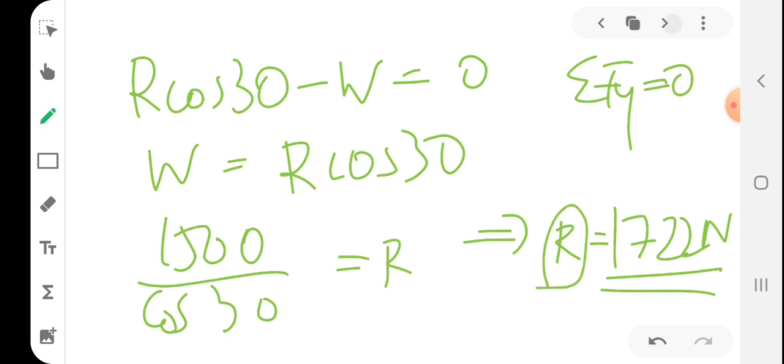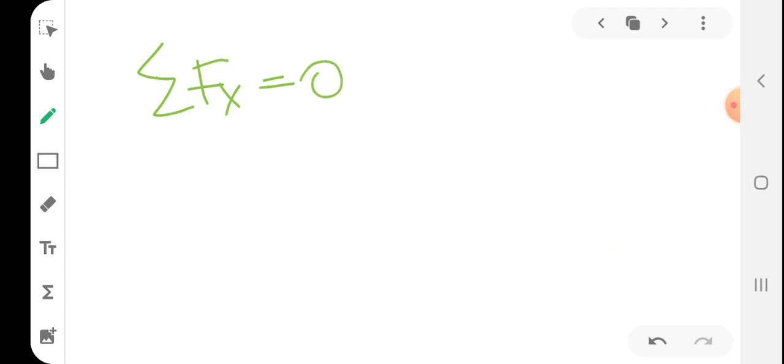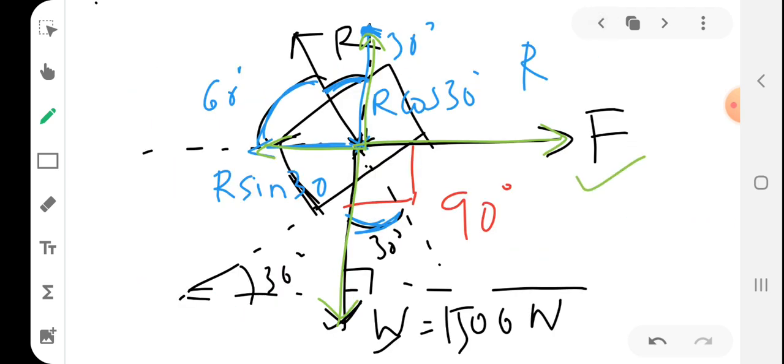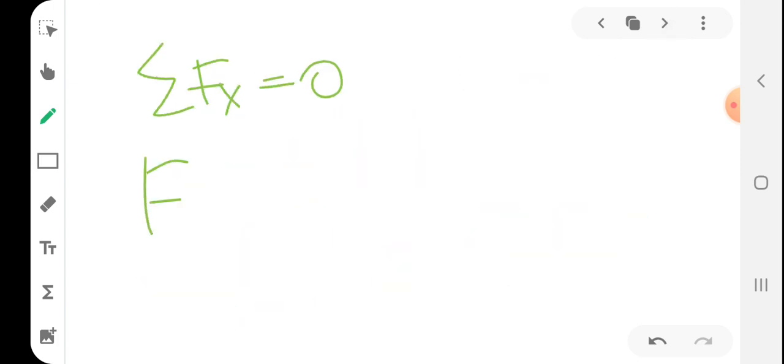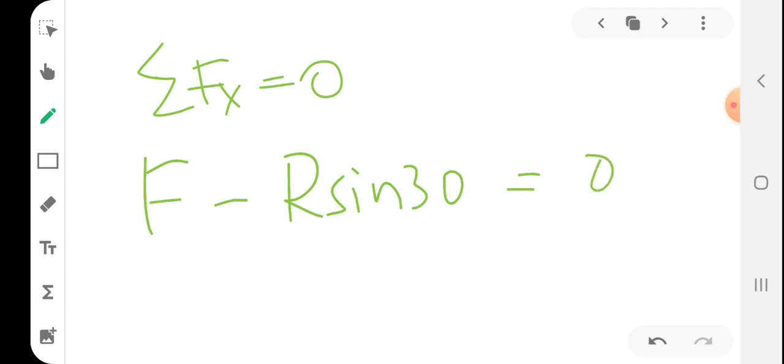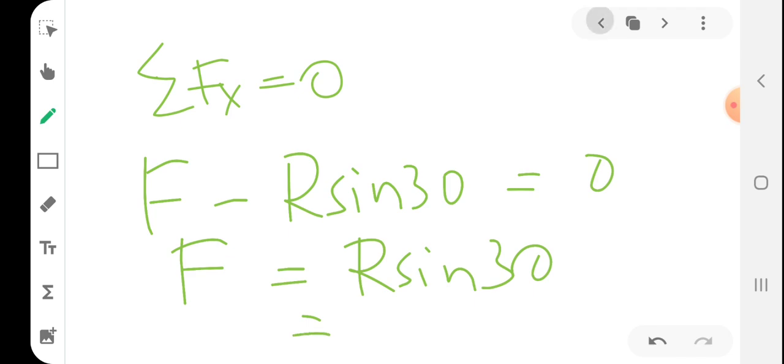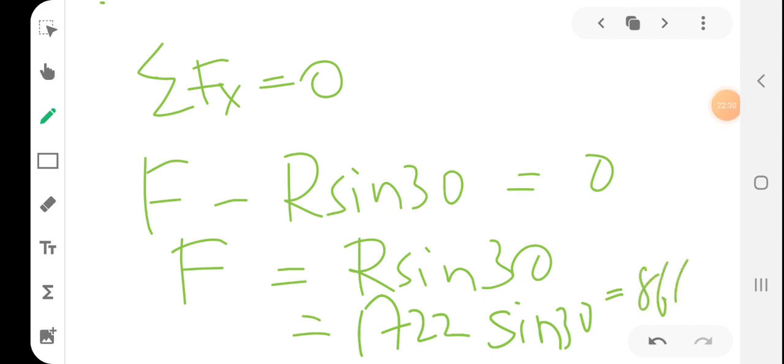And once you have R, you go to the second equation, sigma Fx equal to 0. In this equation, in one direction there is F, and in the other direction there is R sin 30. So F minus R sin 30 equals 0, which means F is equal to R sin 30. The unknown F we get by substituting R. What is R? 1722 times sin 30 will be around 866, something like that.